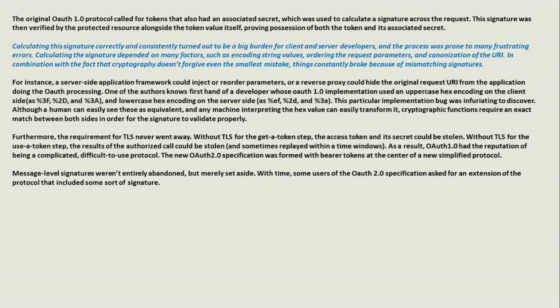That means with time some users of the OAuth 2.0 specification asked for an extension of the protocol that included some sort of signature, and that we see right now. If you decode the token, you see there is a header, payload and the signature part. That is used for proving possession, but it's a difference. It's not in a similar way to 1.0, because in 1.0 we have a token and secret, and then we calculate a signature across the request, and that's a burden. It's a frustration that we have seen if there is not an exact match in the cryptographic function. So those things were removed, and it's much easier to use, as we are currently using it.